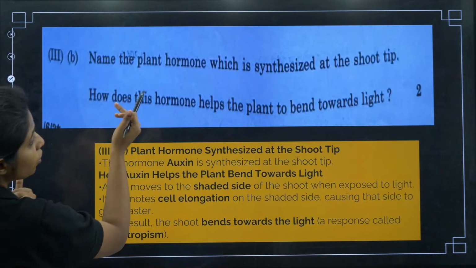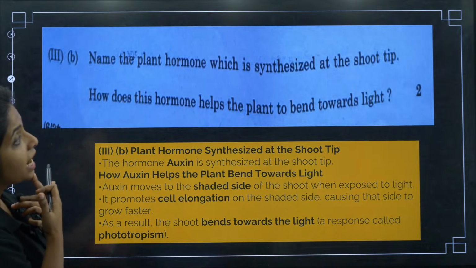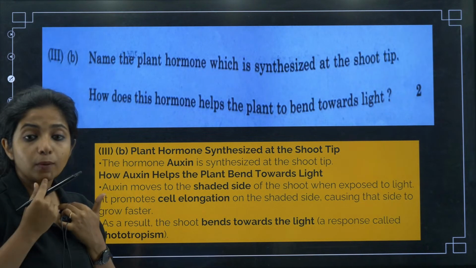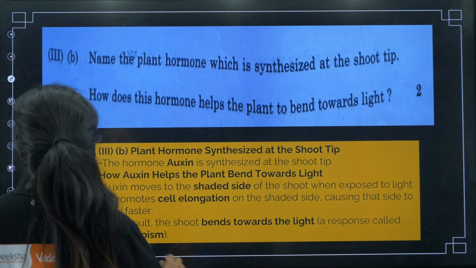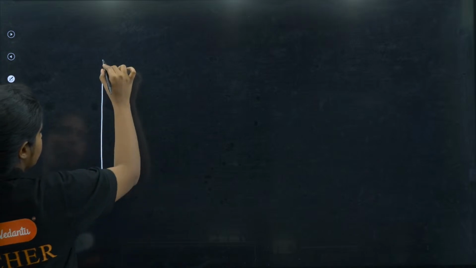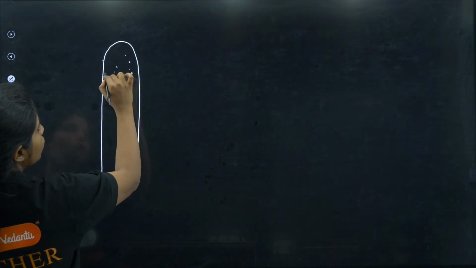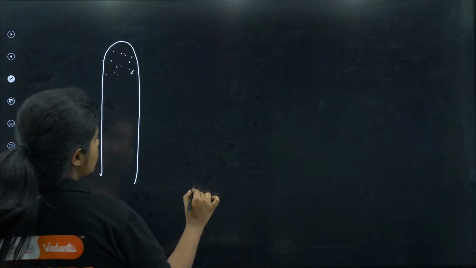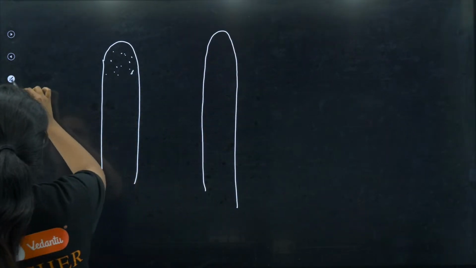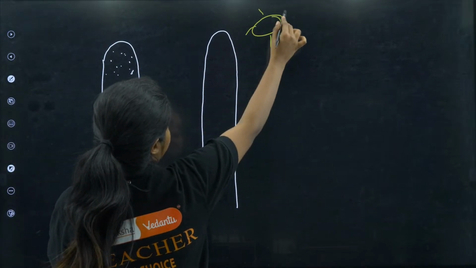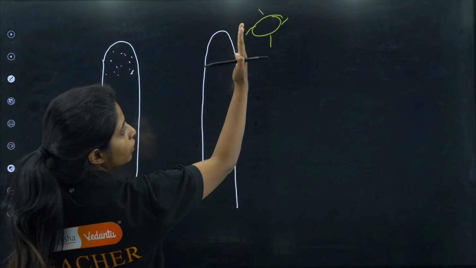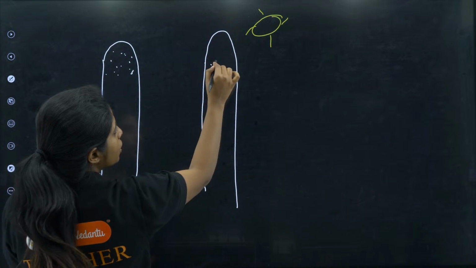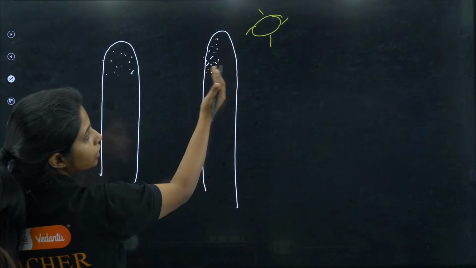Now apart from this, there is our question: name the plant hormone which is synthesized at the tip of the shoot. How does this hormone help the plant to bend towards the light? It is the auxin hormone, which is responsible for the bending of the plant towards the light. Suppose this is the plant tip, my dear children, you would have auxin uniformly distributed everywhere. Now the second scenario is where over here you have the sun. This is the shaded area and this is the area where you get the light. The auxin will move from the area where there is light to the shaded region. So there will be lots of auxin towards one side.